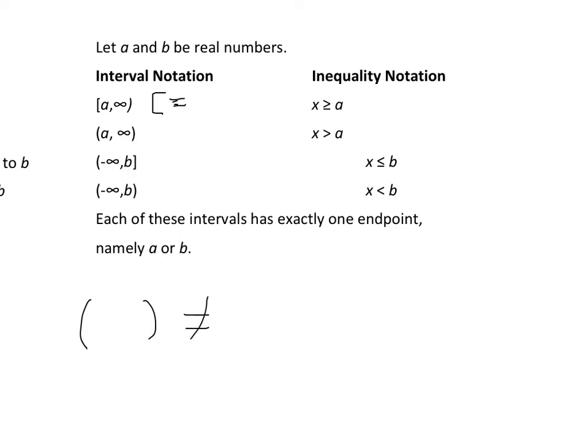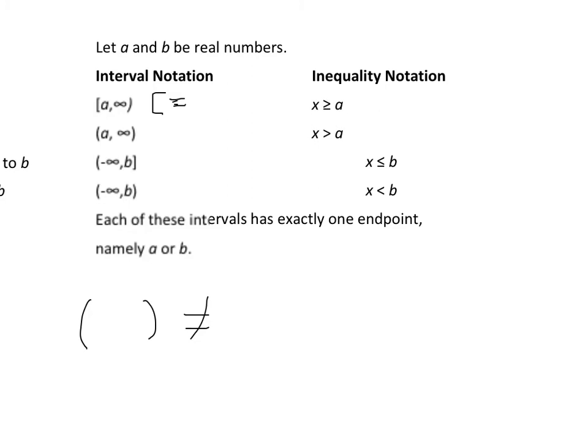That's why over here this means x is greater than or equal to a. A comma infinity means x is greater than a. Here negative infinity comma b, but with the box there, means x is less than or equal to b. Those are things we need to remember. It says each of these intervals has exactly one endpoint, namely a or b. So even if it doesn't equal it, it is still considered the endpoint.